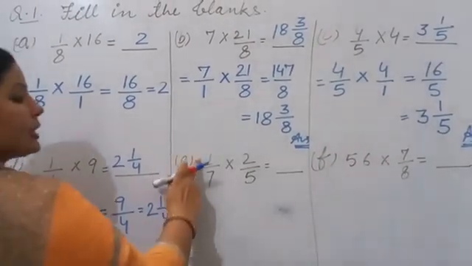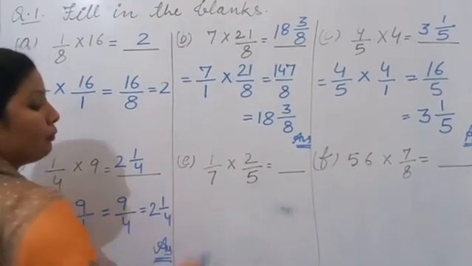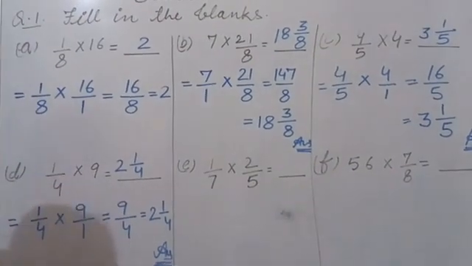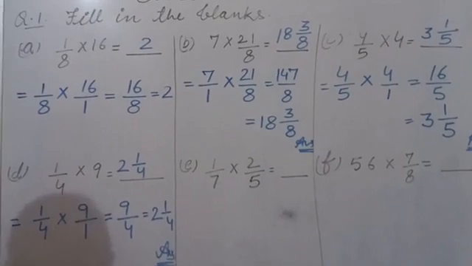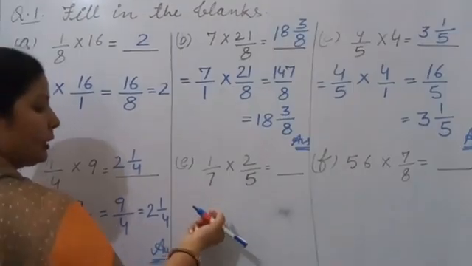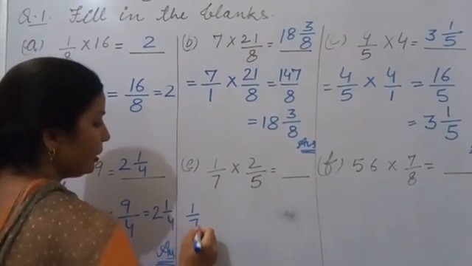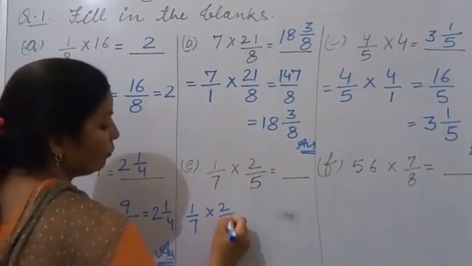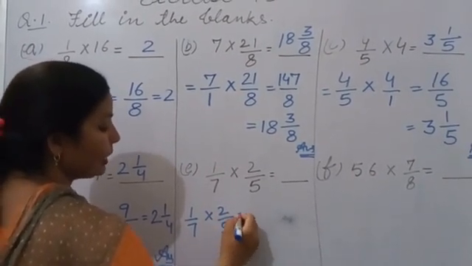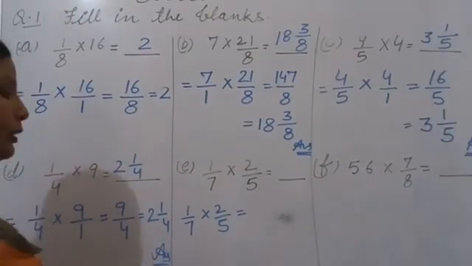Next, 1 upon 7 multiply by 2 upon 5. So you can see that both fractions have numerator and denominator both. So as it is, we should multiply 1 upon 7 multiply by 2 upon 5. Now numerator by numerator and denominator by denominator.